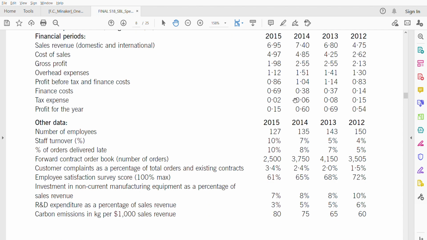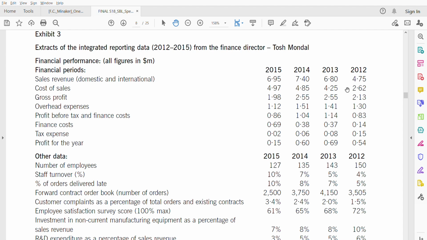So just we'll see from 2012 to 15 what's happening with the sales revenue. Okay, now if you see that from 2012 to 2015, can you see how the sales revenue increased from 4.75 to 6.95? Even the cost of sales is increasing. But if you see here, the problem comes, just your gross profit is reduced, right? It increased, remained same, again it reduced in 2015. What happened? You need to investigate this. This is your job. Why it reduced, right? Overhead expenses, let's go. Overhead expenses reduced. Profit before tax and finance cost slightly increased.